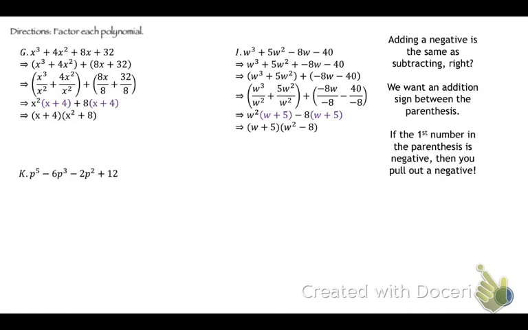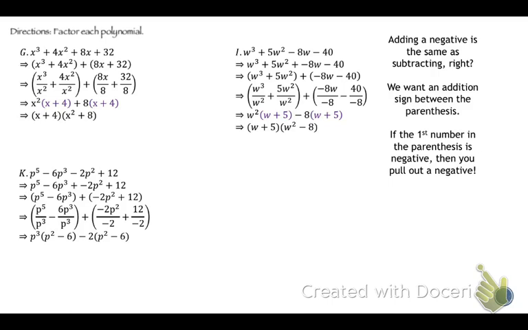Cool, let's do this one. It's another subtraction sign, so that's the same as adding a negative. Let's put those parentheses in. The GCF in the first one looks like p cubed. The GCF in the second one looks like negative 2. Remember, it's a negative because that first term's negative.